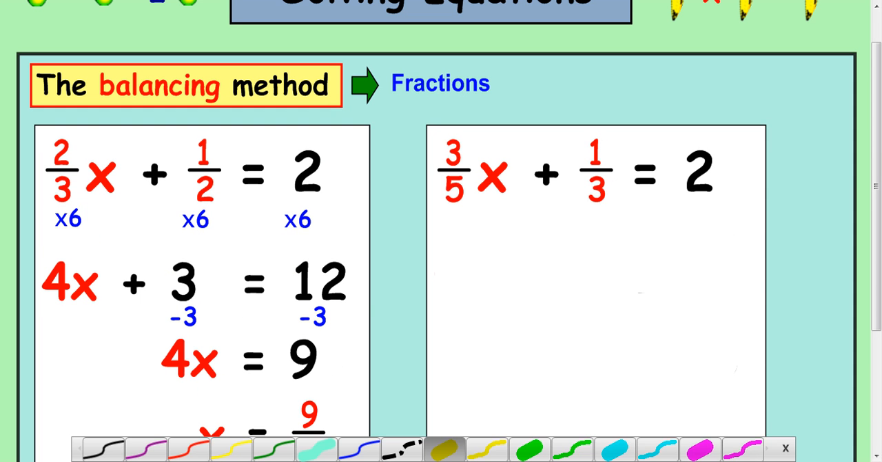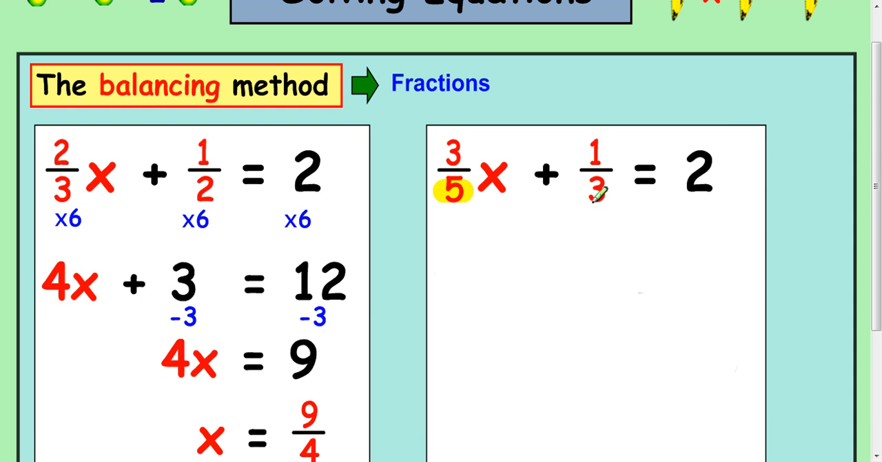Okay, in this next one, let's look at the denominators. Again, to eliminate the fractions, what we want to do is find the lowest common multiple of 5 and 3. You can get that from doing 5 times 3, which is 15. So times that by 15, this by 15, and also the 2 by 15.